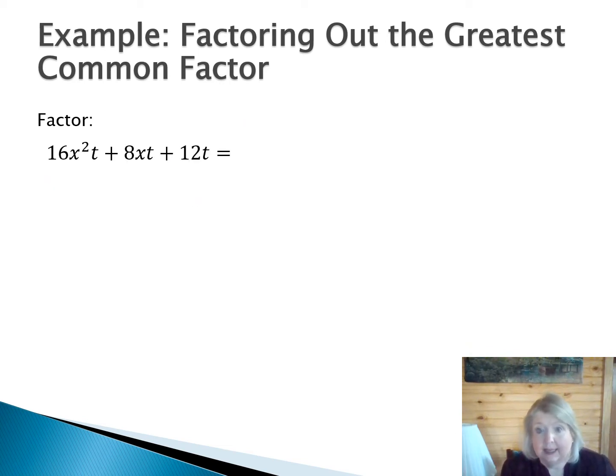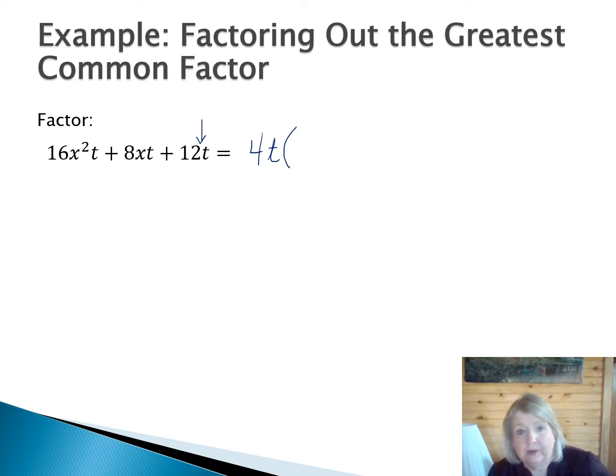Okay, let's take a look at a trinomial. Factoring out the greatest common factor is going to still work in identically the same way. So I'm going to find the greatest common factor of the coefficients. 16, 8, and 12. Greatest common factor is going to be 4. I look for the x's, but this one does not have an x. So x is not going to be part of my common factor. But all three do have a t, so t is going to be part of my greatest common factor. My least exponent on t is 1. So 4t is my greatest common factor.